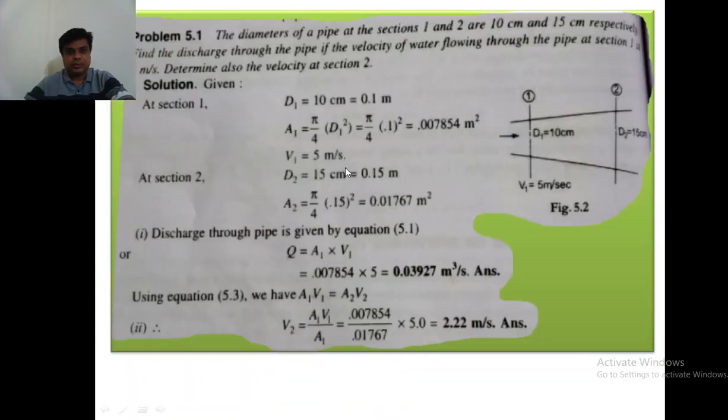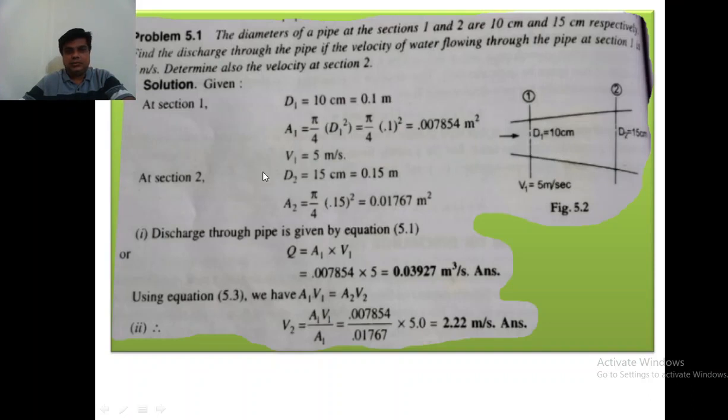So we have one simple problem here. We have a pipe with cross section 1 and cross section 2, and the fluid is flowing from left to right, and the diameter of the pipe is given at cross section 1 and 2. It's a circular pipe, where it is tapering. It's not a straight pipe, its diameter is increasing, so it's a tapering pipe, and the dimensions are given in the problem. Velocity at this cross section V1 is given, diameters are given.